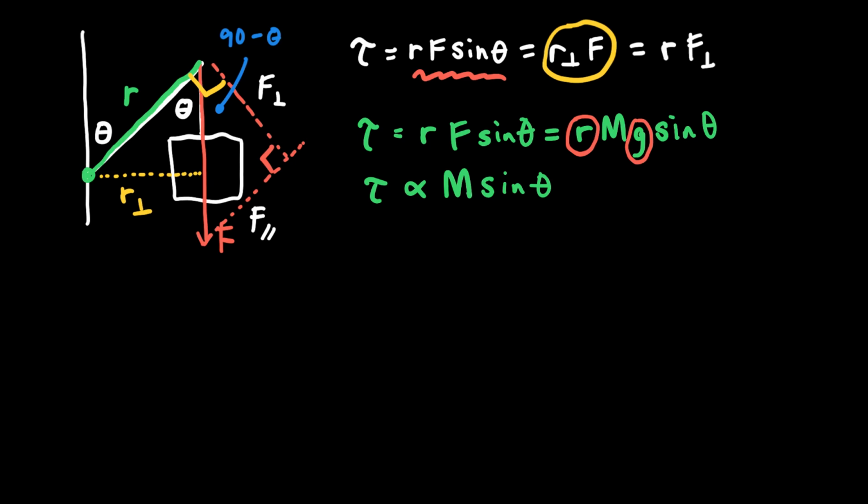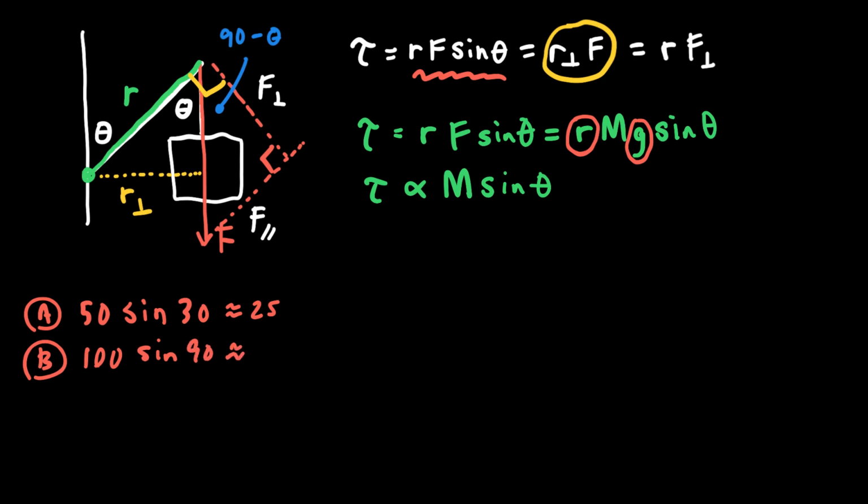then compare them. So for case A, I have m, which is 50, and then sine of the appropriate angle, which luckily in this case they give us that 30-degree angle, which is the white labeled theta in my picture. So sine of 30. And when I do that, 50 times the sine of 30 degrees is about 25. For case B, we have a mass of 100 times the sine of 90 degrees, which is about 100.